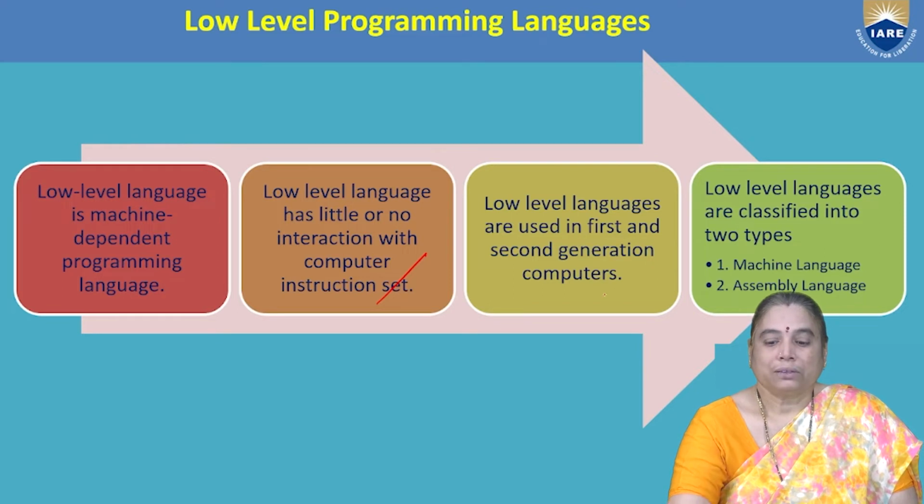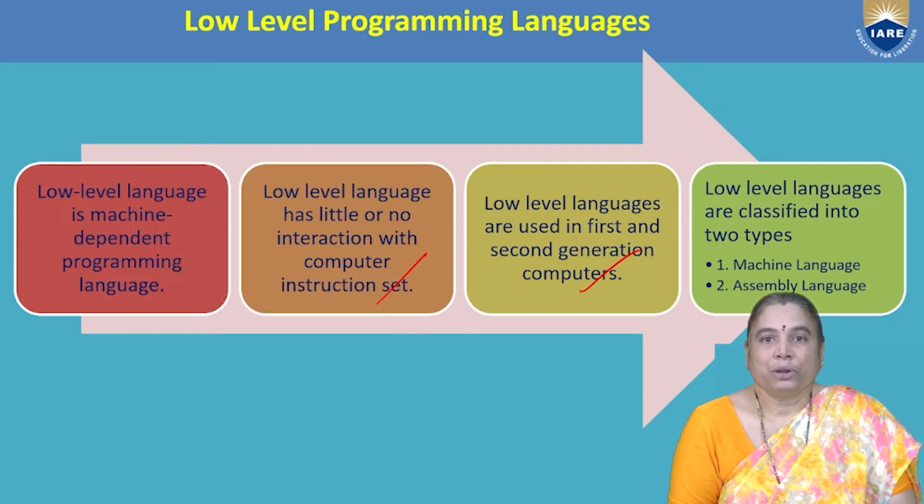Low level languages are used in first and second generation computers. We discussed the various generations of computers in the last videos. During the first generation, the major electronic component used was the vacuum tube, and in the second generation, the major electronic component was the transistor. Examples of these generations of computers are ENIAC and UNIVAC.